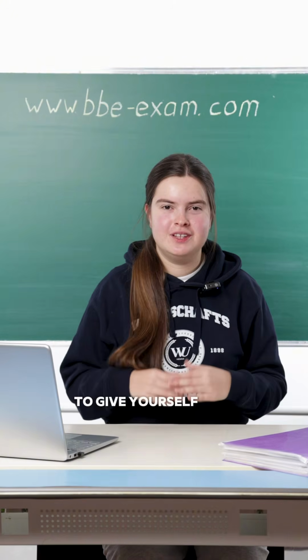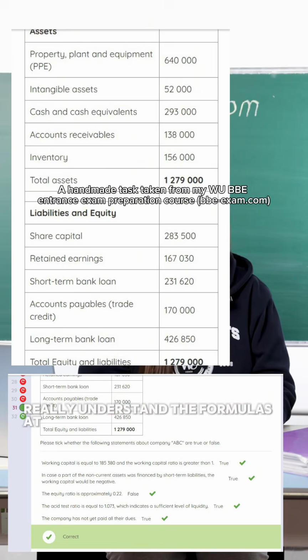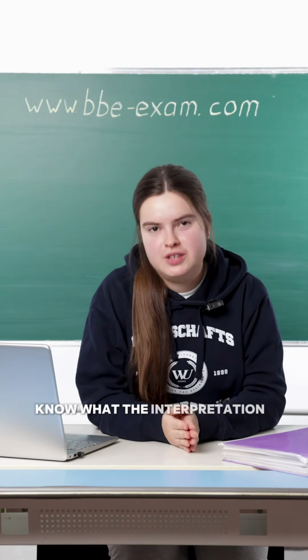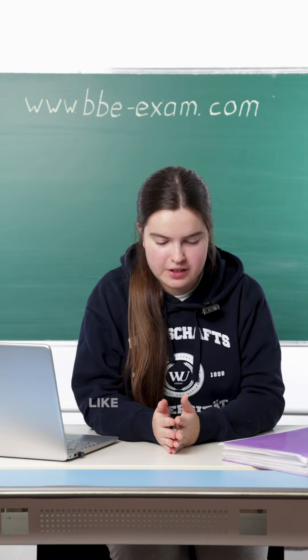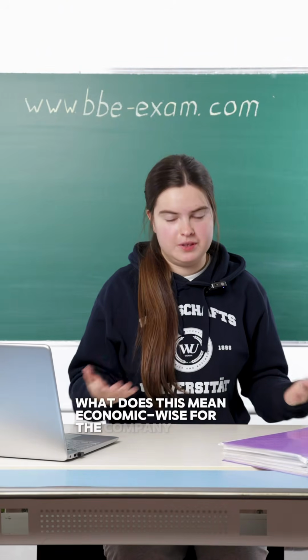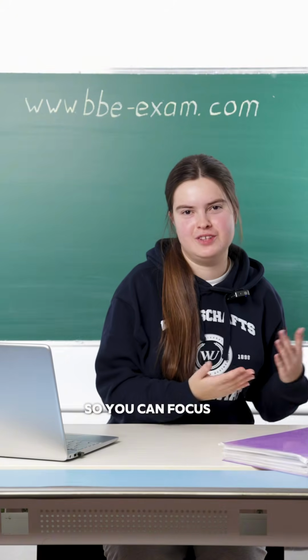So please, to give yourself an advantage, look at the formulas, really understand the formulas at the end of chapter 6. Know what the interpretation of the ratios are. Like, what if this ratio is equal to this, what does this mean economic-wise for the company? So yeah, that's the first type of questions that I just wanted to get out of the way so you can focus on the chapter.